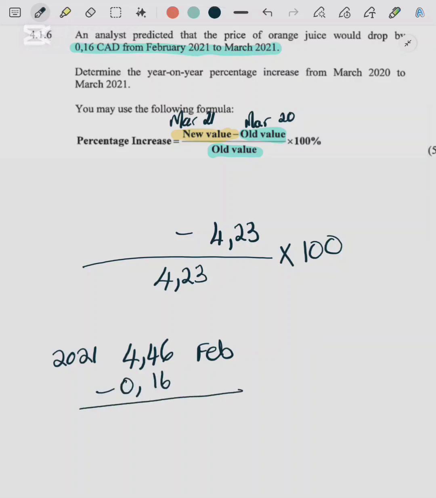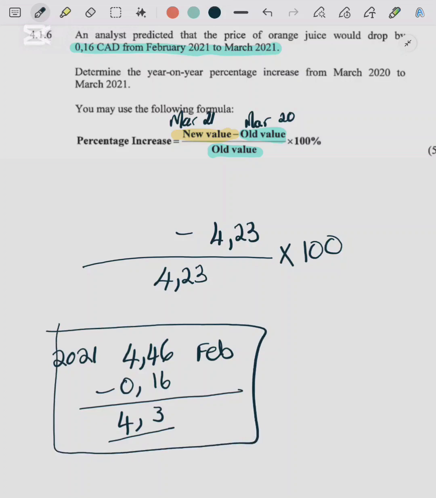So we take off our decrease, we're going to get 4.3. And then that's the value I'm going to use in my formula. So I'll just take that and write it into my formula there, 4.3. Okay, and then all that you have to do is pop that into your calculator as a calculation, and you should get to a final answer of 1.65%. And that is the answer to 4.1.6.